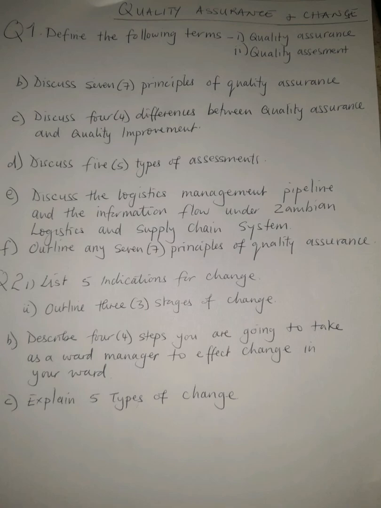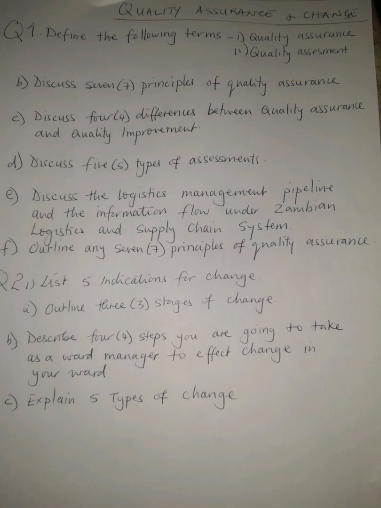Change can come about where we have conflicts. Number 1, a conflict can become an indication for change. Number 2, introduction of new technology can be an indication for change. Number 3, the changing needs of the society, for example, new diseases emerging. For example, we have COVID-19, which is a new disease. It has brought a number of changes within the health system and as a country as a whole.